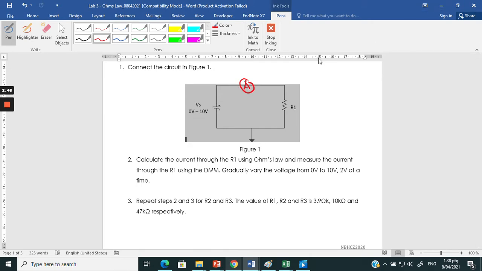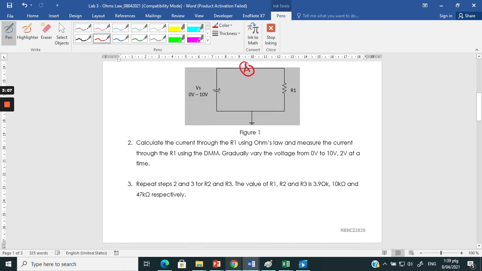Next is to calculate the current through R1 using Ohm's law and measure the current through R1 using the DMM. What is DMM? DMM is a digital multimeter. Gradually vary the voltage from 0 volts to 10 volts, 2 volts at a time.